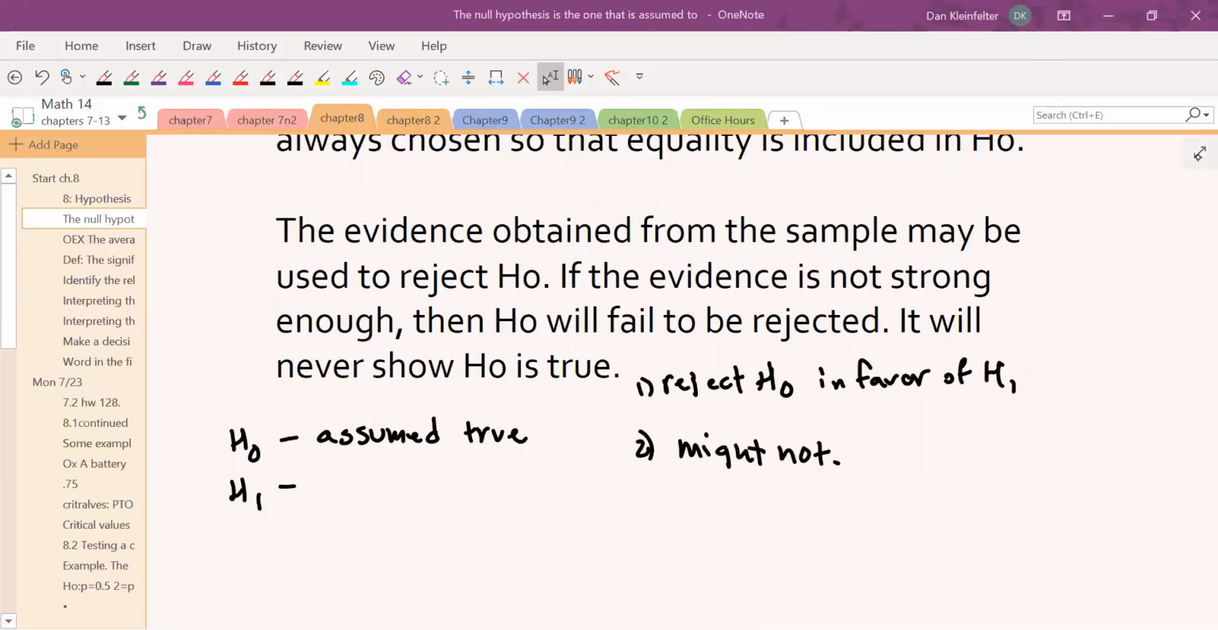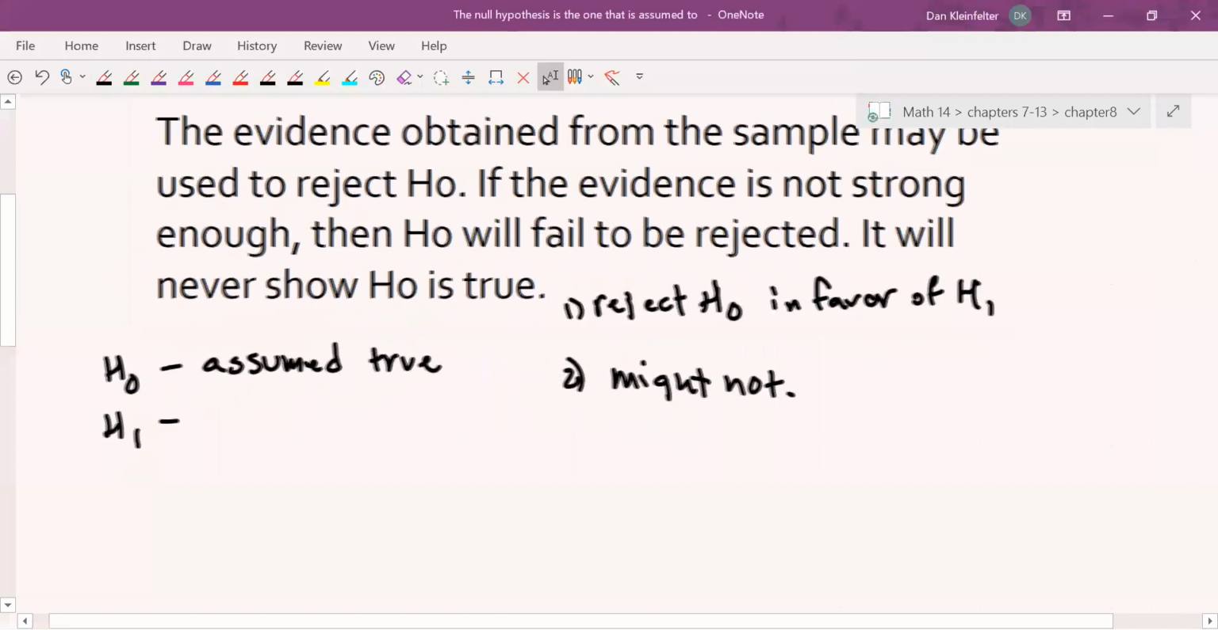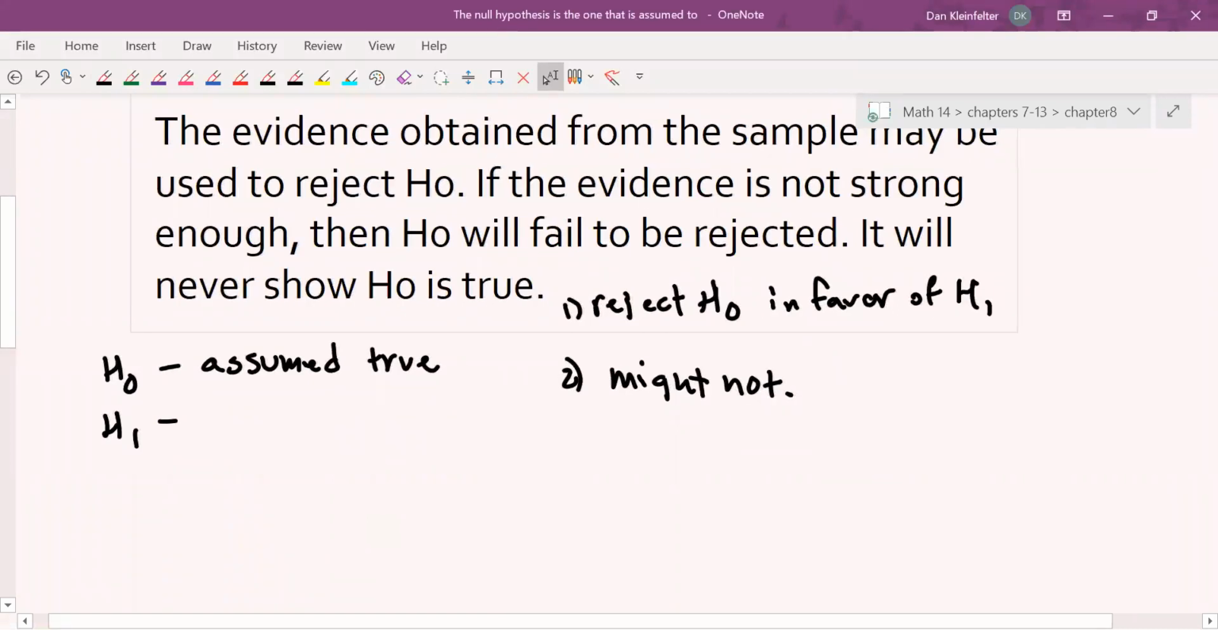So it's important to remember that the null hypothesis is always assumed to be true, and the outcome of the procedure that we follow is, there are two possible outcomes. Either our evidence is strong enough to make us believe that the alternative, H1, is true, and reject H0 in favor of H1. On the other hand, if our evidence is not strong enough, then that does not prove that H0 is true, but it just fails to prove that H1 is true. And there's a subtle distinction there that takes some thinking about to get used to.